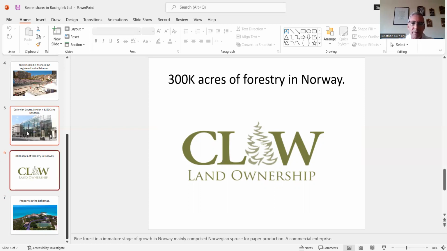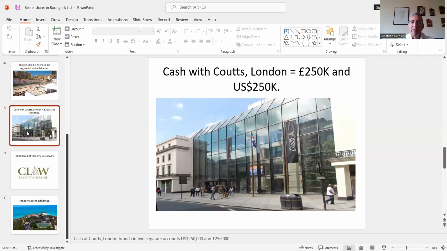So his money in Coutts, £250,000, is covered by the nil rate band, which I told you about, £325,000. And the $250,000 is exempt as well, because it is a foreign currency account, which is allowed as an exemption against inheritance tax.